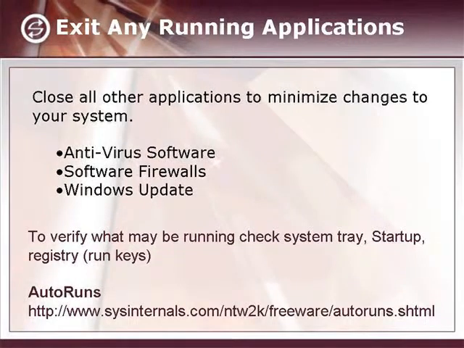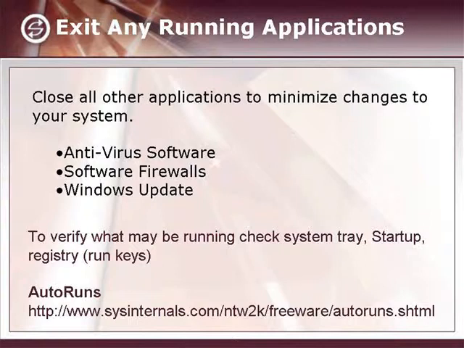Verify what's running on your system. If you look down your system tray, you should see the volume, maybe network connectivity, but there shouldn't be a bunch of icons down there for your antivirus or your desktop management client agent or any other application. A lot of things put themselves down there when they're running so you can access them and be aware of the fact that they're running.